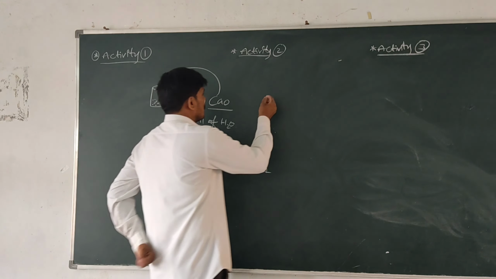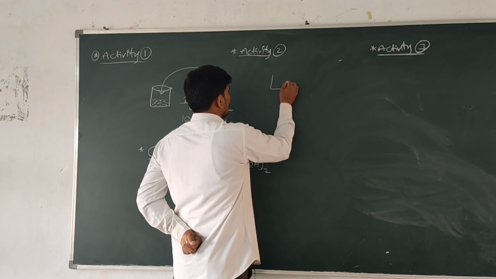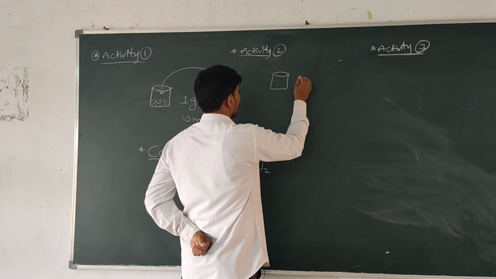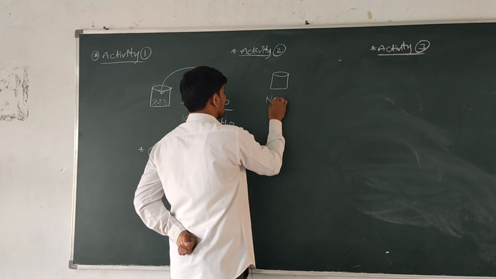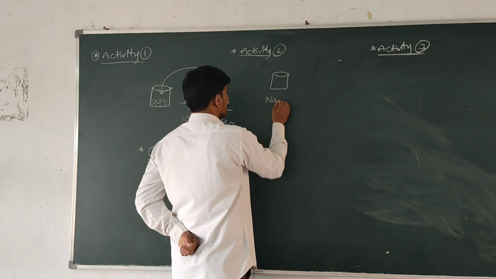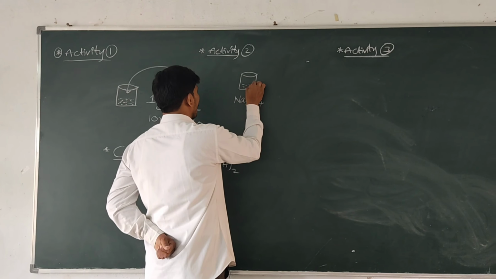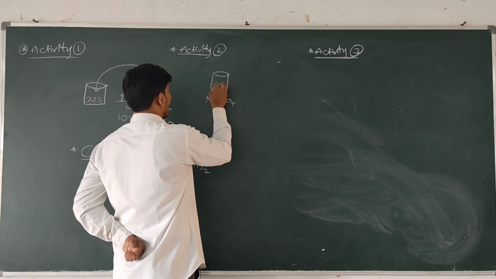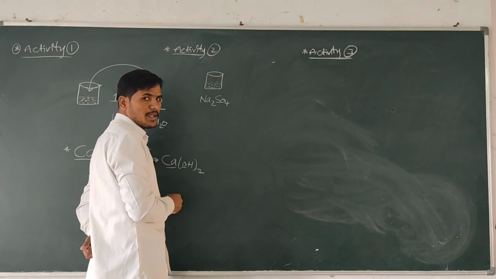In the next activity, activity 2, take a beaker. In that, add a few grams of sodium sulfate and add 100 ml of water. The sodium sulfate solution will be formed.